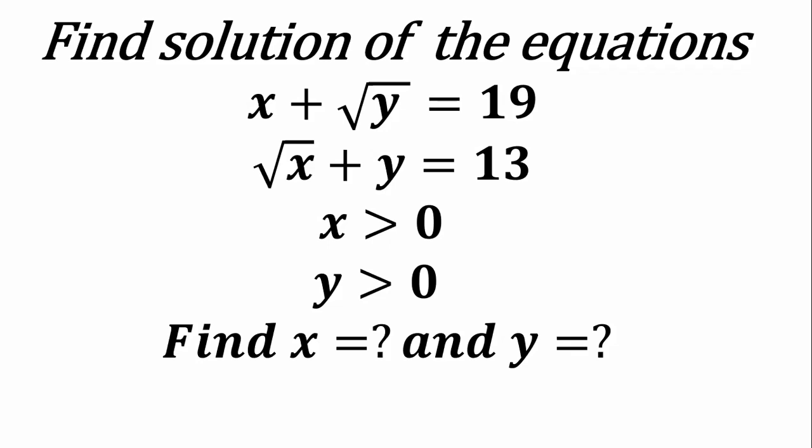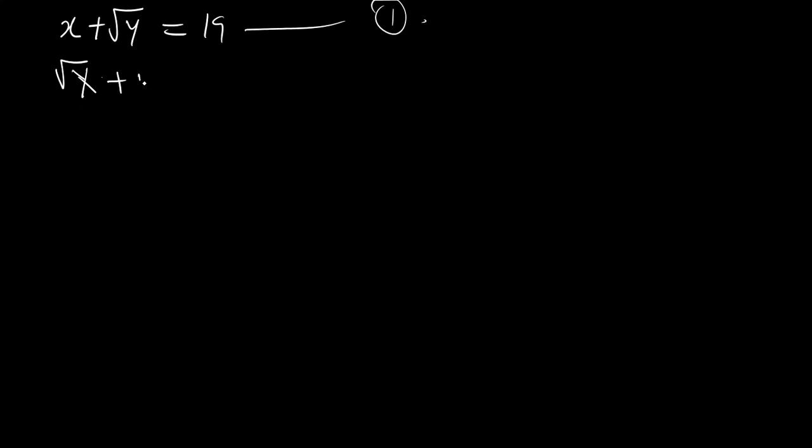This problem is about finding the value of x and y. Now, let's begin. We have x plus the square root of y equal to 19. Let's call this equation 1. We also have the square root of x plus y equal to 13. Let's call this equation 2.